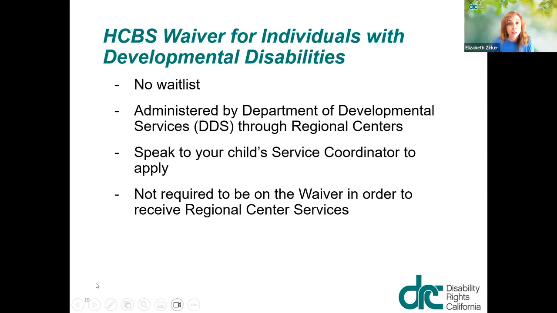Because the HCBS-DD waiver is a 1915C waiver, participants are eligible for institutional deeming, which again means the parent's income and resources are not counted in the child's Medi-Cal eligibility. You do not have to be on the HCBS-DD waiver to receive regional center services. But if you're interested in being on this waiver, the first step is speaking to your child's service coordinator and asking to apply, because the regional center is the first step in the process of applying for the HCBS-DD waiver.